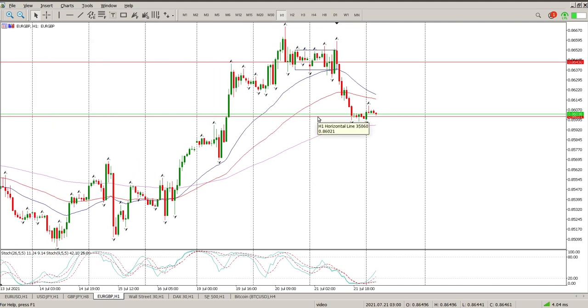So first and foremost is these gaps. So there's a gap here. There's a gap there, okay, and there was another gap, but I think that one's closed. But we do have some gaps to the downside which are open, and they're on the lower time frames.